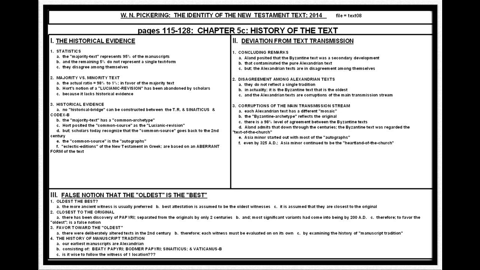And even Aland of the United Bible Society affirms that the Byzantine text was regarded as the text of the church. So very positive, critical content, and that's going to wrap up 5c, and it's going to touch on just a few pages of Chapter 6, but in our next lesson we will take a look at Chapter 6a. We'll handle that chapter in 3 parts also. But that'll wrap up the conclusion to Chapter 5 and the history of the text.